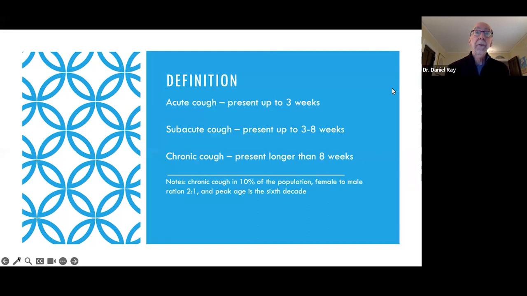A lot of people cough. So if you see in the notes, about 10% of the population will have a cough that can be considered chronic, a female to male ratio of 2 to 1, and it tends to happen in older people. So acute cough, subacute cough, chronic cough. So our approach is a little different. Our differential diagnosis changes with this.